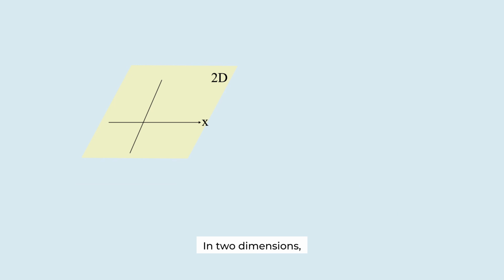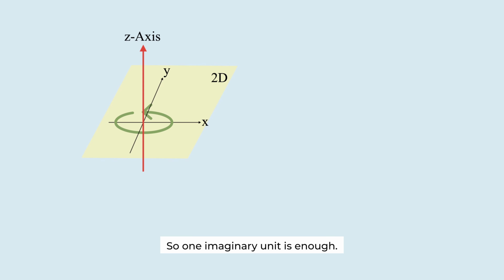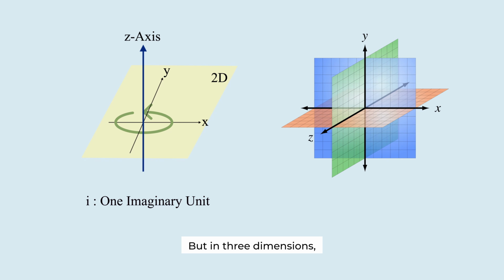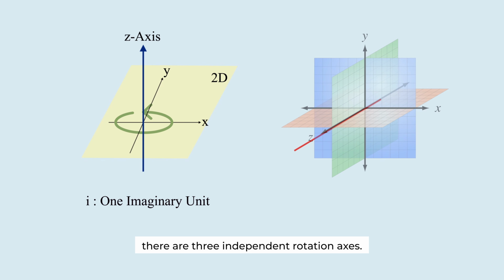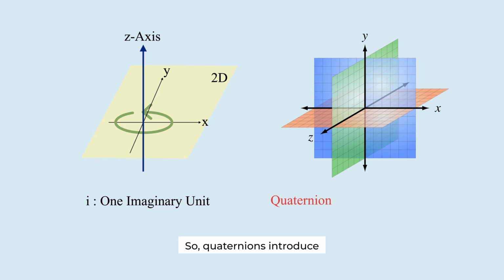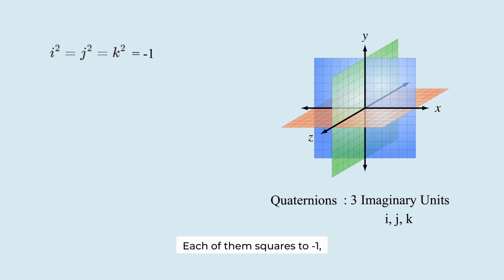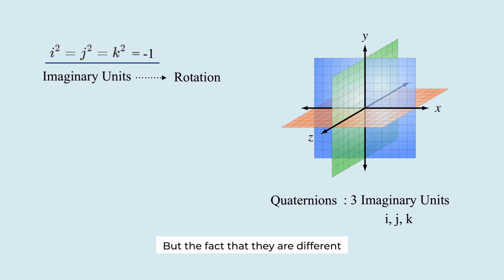In 2 dimensions, there's only one rotation axis, the z-axis, so one imaginary unit is enough. But in 3 dimensions, there are 3 independent rotation axes, so quaternions introduce 3 imaginary units instead: i, j, and k. Each of them squares to -1, which tells us that they are all imaginary units, which represent rotation. But the fact that they are different means they correspond to different axes.